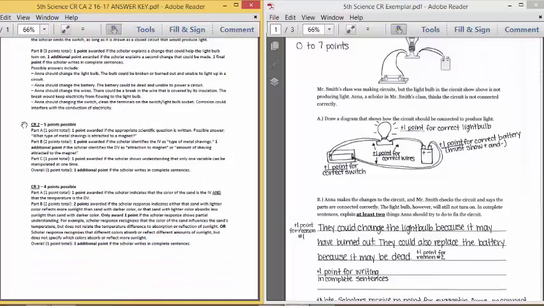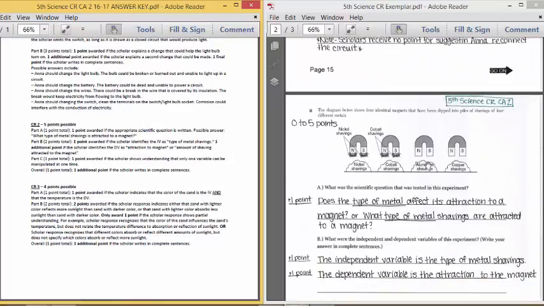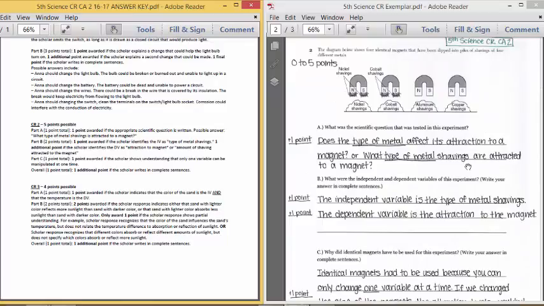Now moving on to constructed response question number 2. In this problem, there are 4 magnets with 4 different types of metal shavings, and scholars must come up with the scientific question, variables, etc. for this experiment. Question number 2 is worth a total from 0 up to 5 points. So for part A, you can see over here it's worth 1 point total.